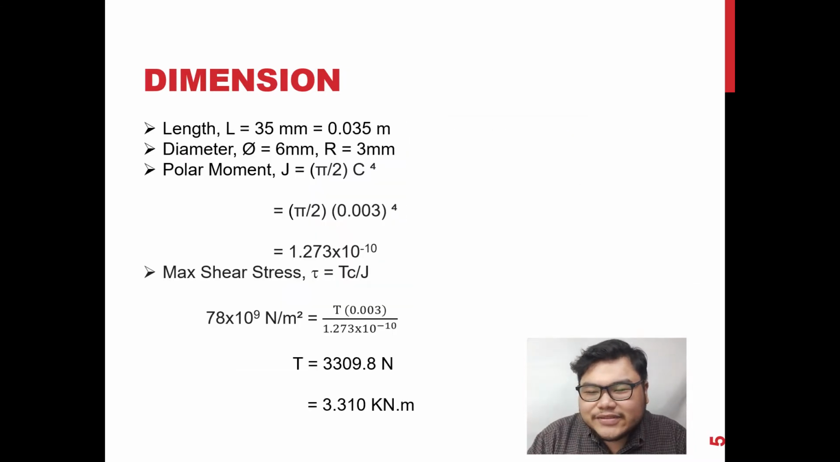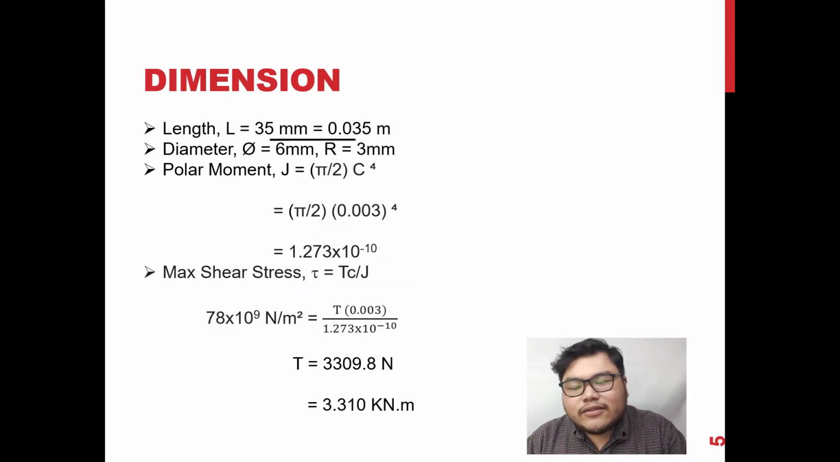Next, the dimension. The length of the screwdriver that we measure is 35 mm. After we convert to meters, we get 0.035, and the diameter is 6 mm. As you know, if we want to get the radius, we need to divide by 2. Then we can get the radius. So the radius of this screwdriver is 3 mm.